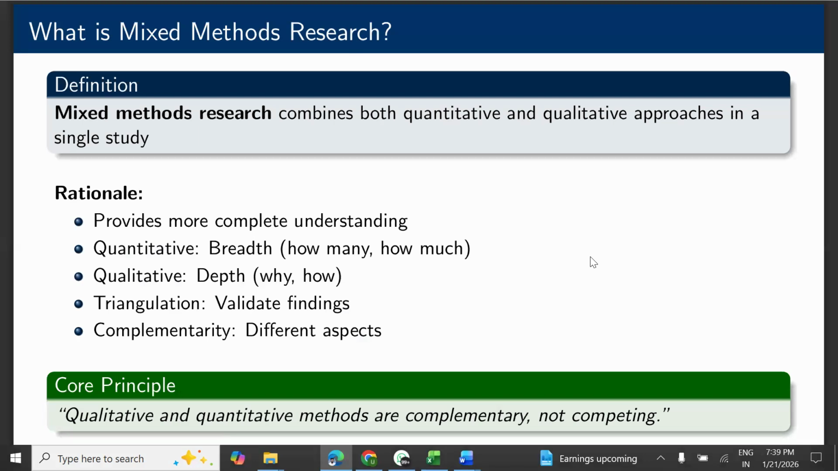Next is, what is mixed method research? Mixed method research combines both quantitative and qualitative approaches in a single study. The rationale is it provides a more complete understanding. Quantitative means breadth, how many, how much. Qualitative is depth, why and how. Triangulation is basically to validate the findings, and complementarity is basically different aspects. The core principle is that qualitative and quantitative methods are complementary, they are not competing with each other.